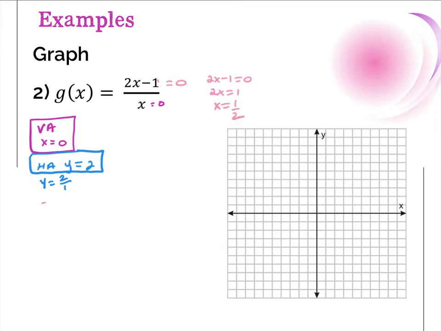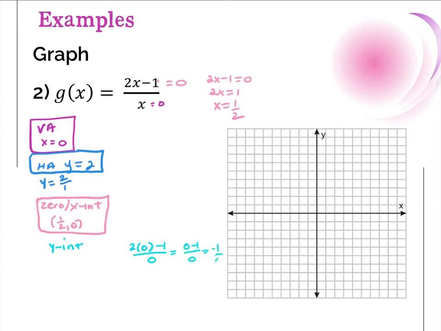Okay, so that's an x-intercept at (1/2, 0). And the last thing I do before I go to my graph is my y-intercept. I plug 0 in. And what is -1/0? Undefined, right? Which means there is no y-intercept.